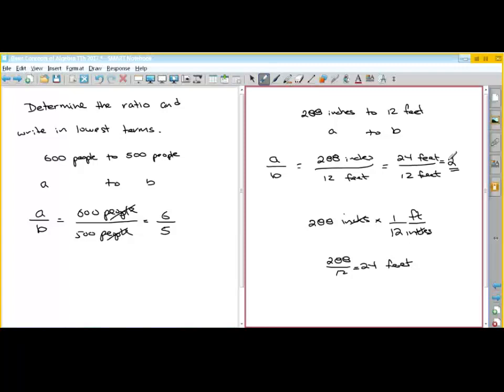So it could be something like you're building a rectangular house and you want one side to be twice as long as the other. For some reason they gave you one side in inches and the other side in feet. I don't know why they would do that.